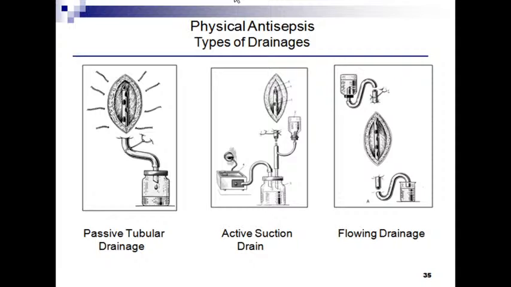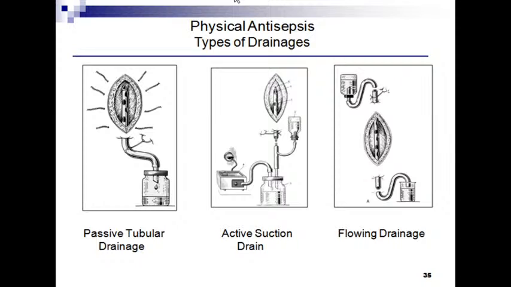Active suction drain. We can connect a vacuum aspirator to the distal tip of the drainage tube, and the vacuum aspirator will draw under pressure. It will aspirate the content of the wound, the pathological content. We can use an electric aspirator or a rubber aspirator.